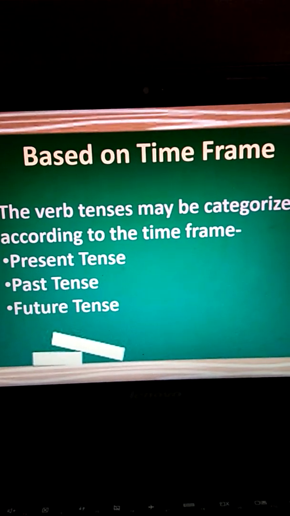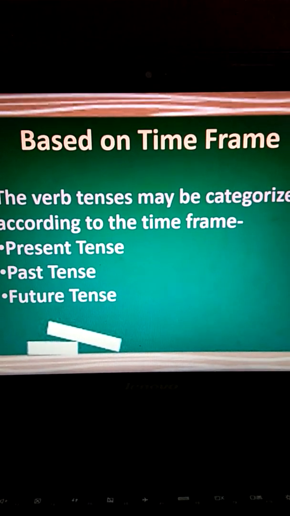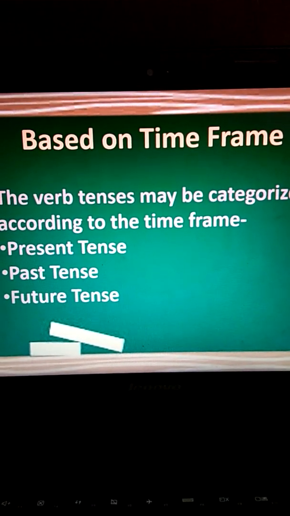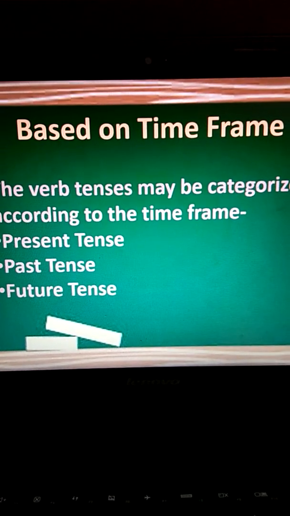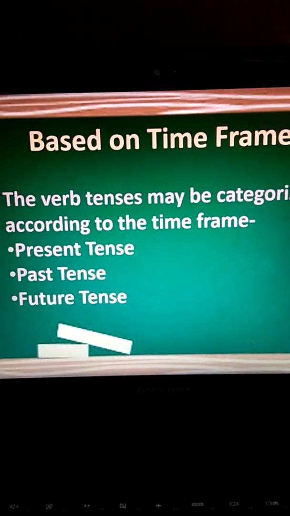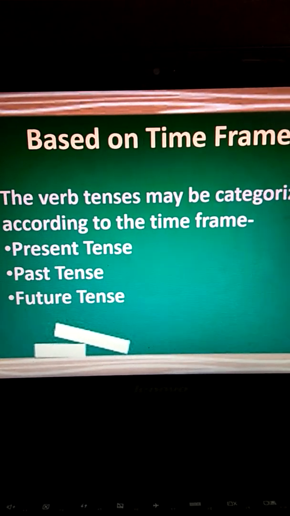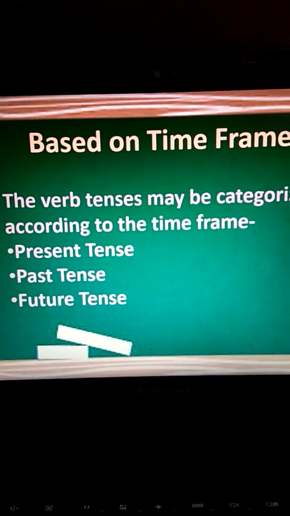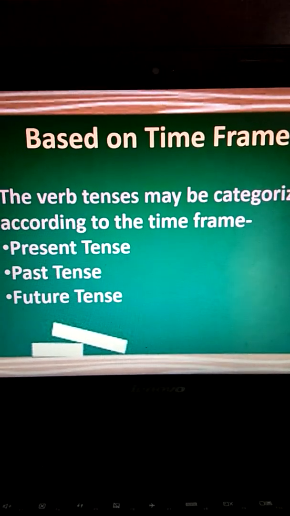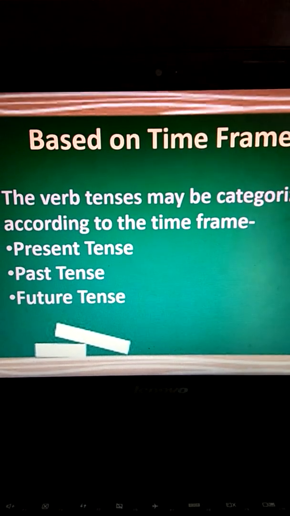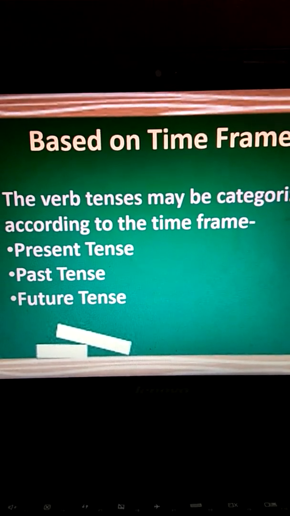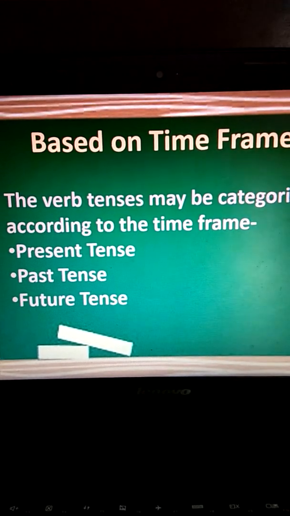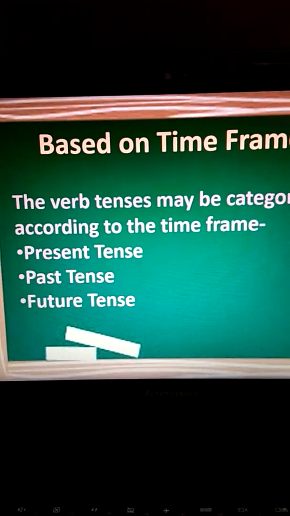Based on time, the tense can be divided into three categories. First is the present tense, then past tense, then future tense. So on the basis of time, in simpler words we can say it's now, yesterday and tomorrow. So now is the present, yesterday is past and tomorrow is future.